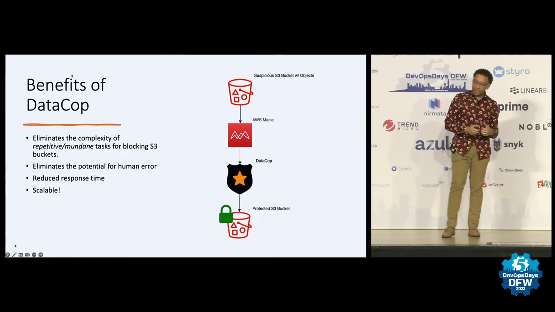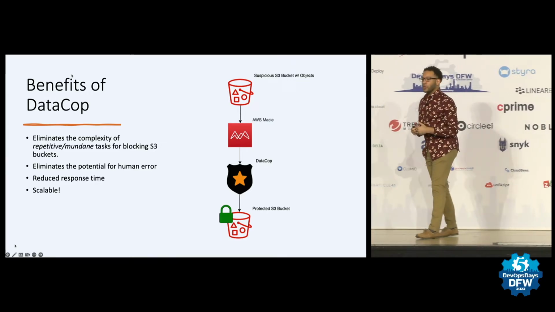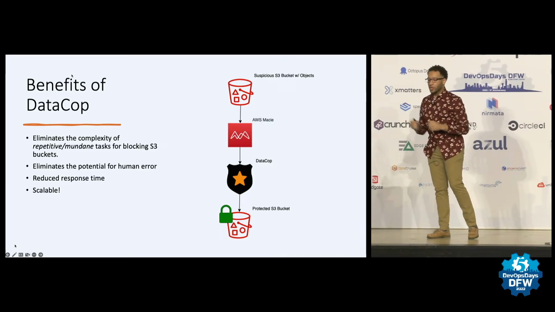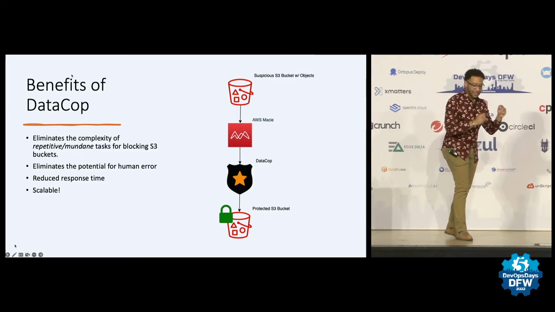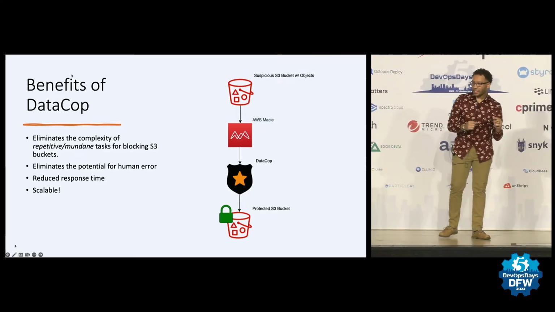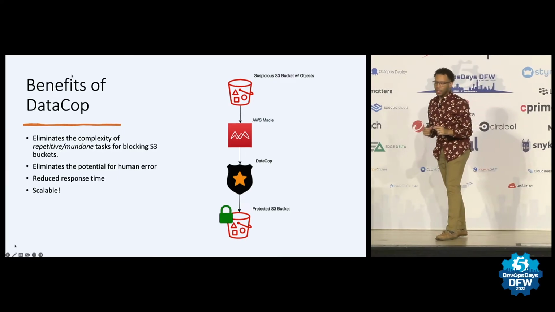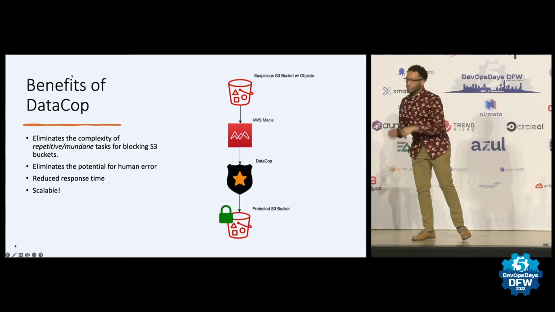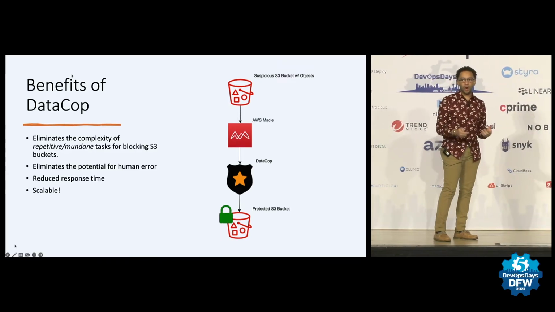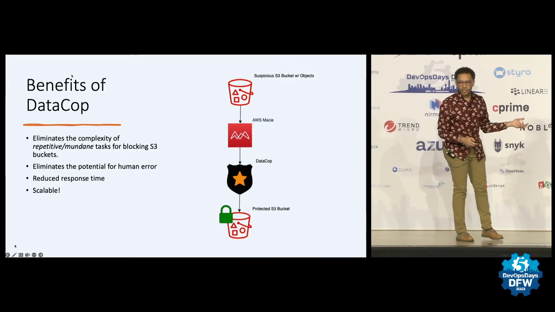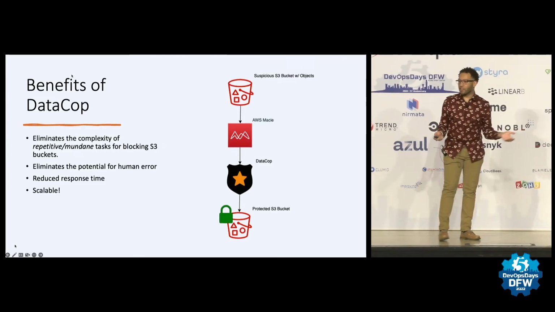It also reduces response time. Let's say this is an incident, someone's already into your bucket, and you just got the Macie results and you're trying to hurry up and lock down all the buckets that have public access or sensitive contents. It automatically pounces right on it because it's event driven. So you don't have to worry about it taking a week for you to block 100 S3 buckets. It takes care of it within a matter of minutes.